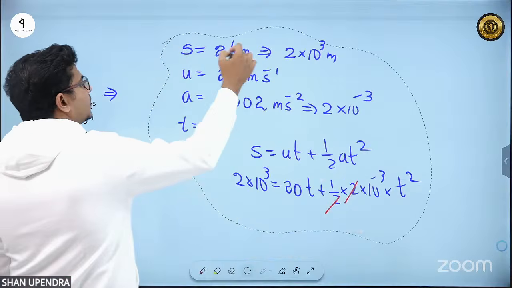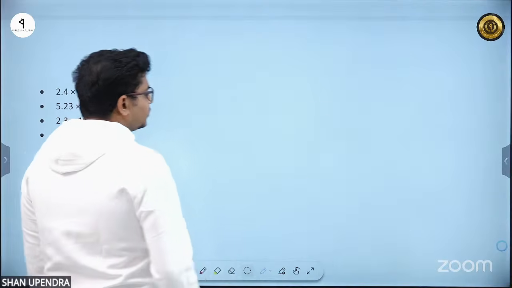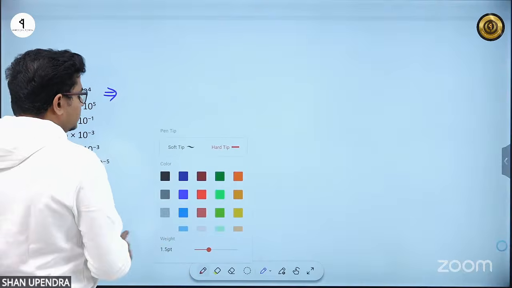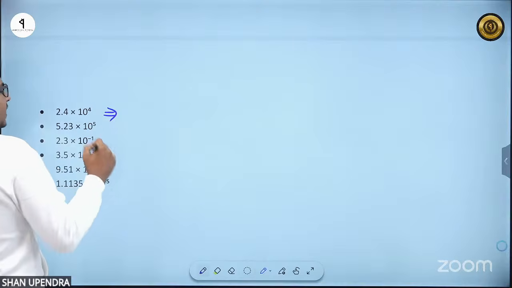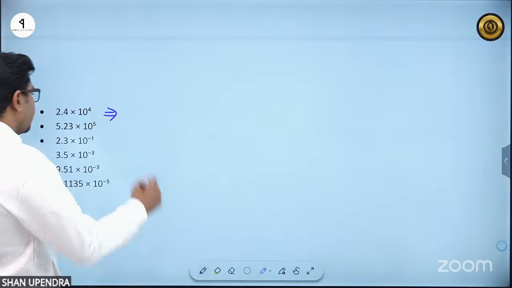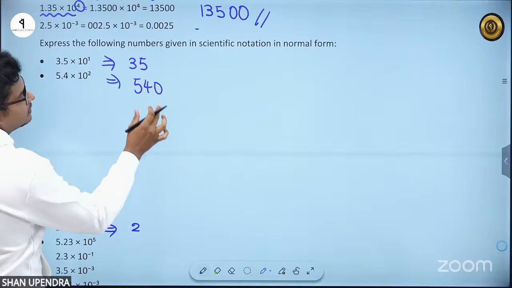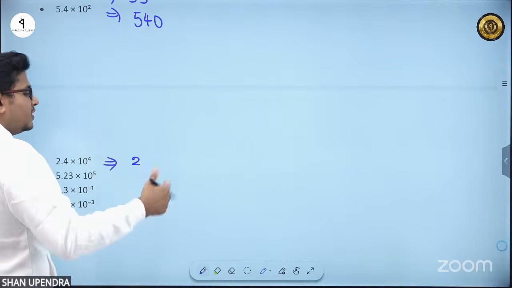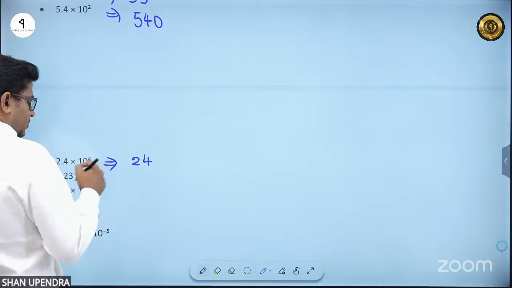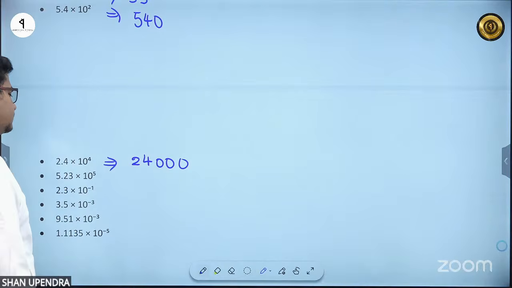Likewise, there is no need to convert it back to the normal form. Just substitute the values in scientific notation and keep the final answer also in scientific notation. If you want to convert to the normal form, then this one is 2.4, yeah, in this it's 24,000.